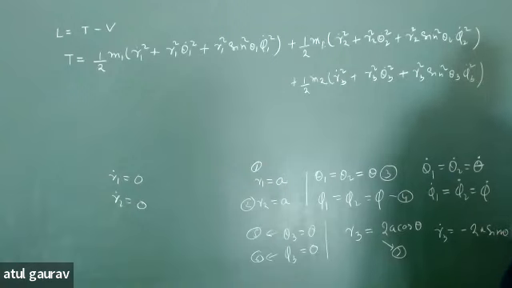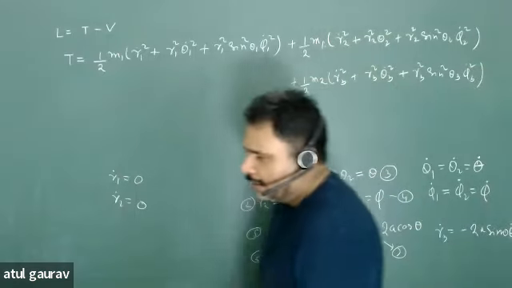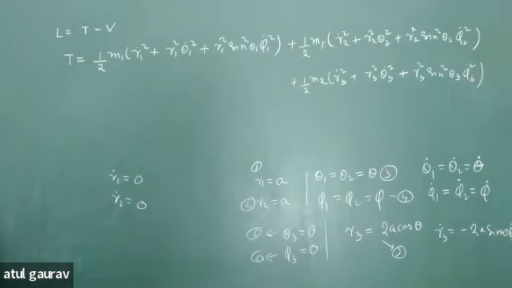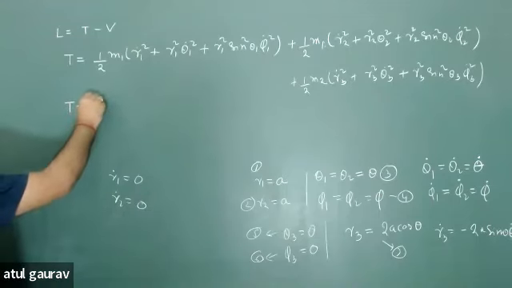So what are the generalized coordinates here? What are the generalized coordinates? Theta dot and phi dot. Theta and phi. Okay. Yes, sir.